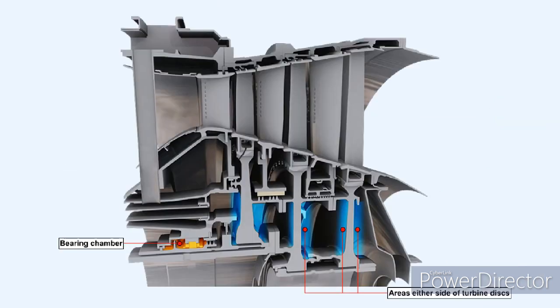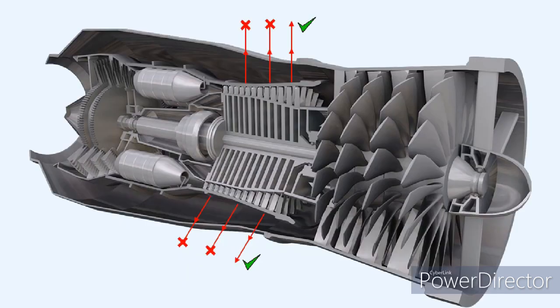Air bled from the compressor for use in the engine is used for internal cooling, for instance, cooling the turbine blades. That air can also be used for sealing bearing chambers and areas either side of the turbine discs. Air has considerable work done on it to raise its pressure as it passes through the engine. To ensure maximum engine efficiency, it's logical to extract the air from as early a stage in the compressor as possible, commensurate with it being able to perform its function.